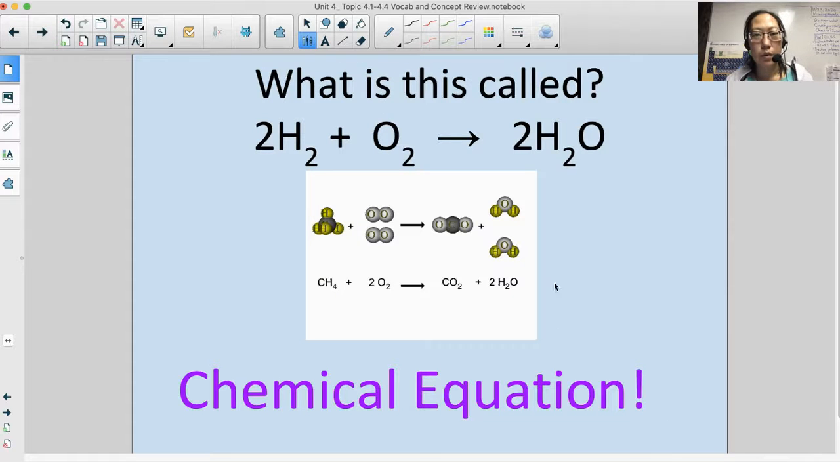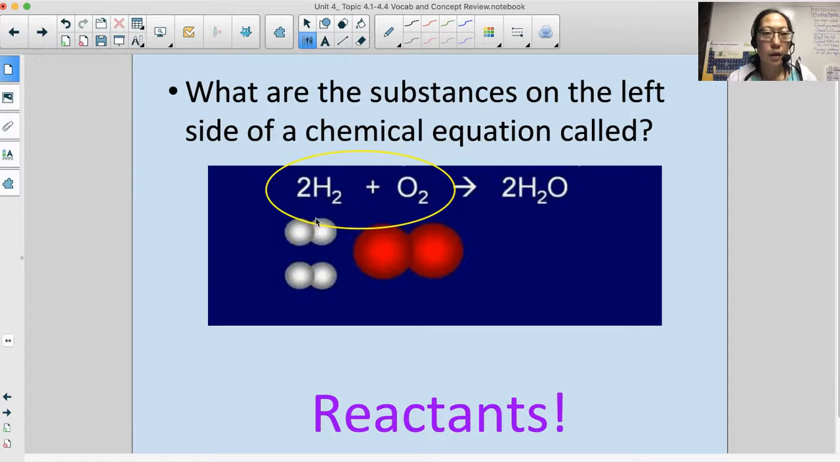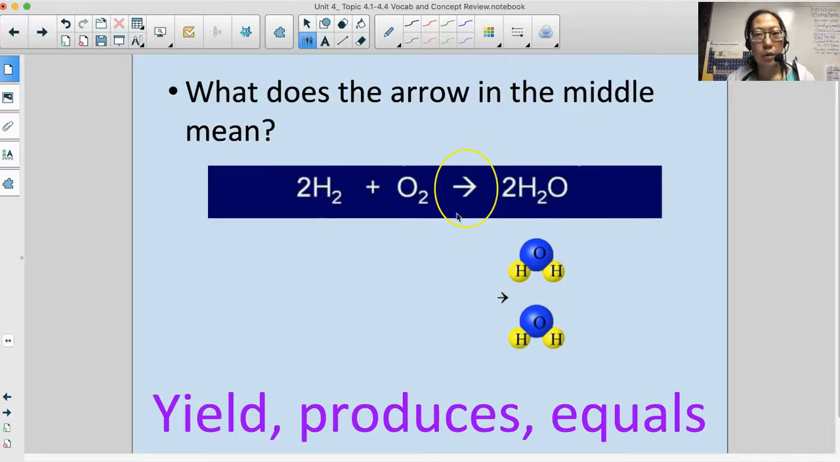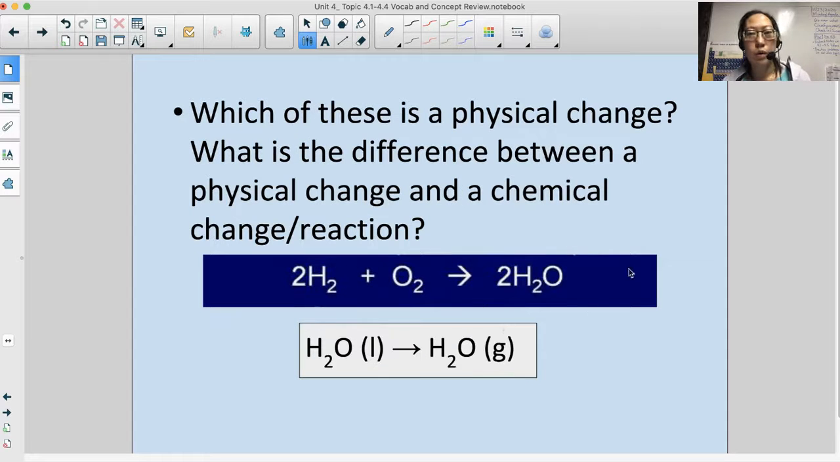All right, so what's this called? This is a chemical equation. So here's our symbolic representation. Here's a particle model of this equation. As a reminder, the things on the left are called reactants. The things on the right are called products. This arrow in the middle is called the yield arrow. It also can stand for producing things or equaling things. So we could say that 2 H2 plus oxygen yield 2 H2O molecules, or produces, or equals 2 H2O.